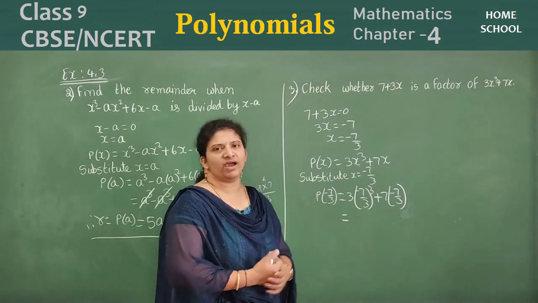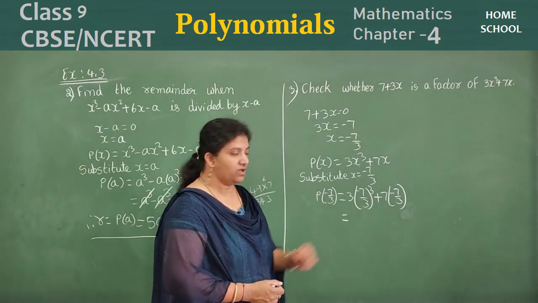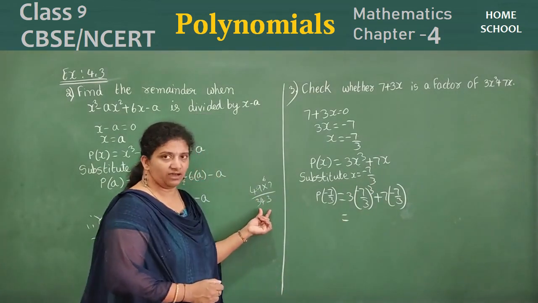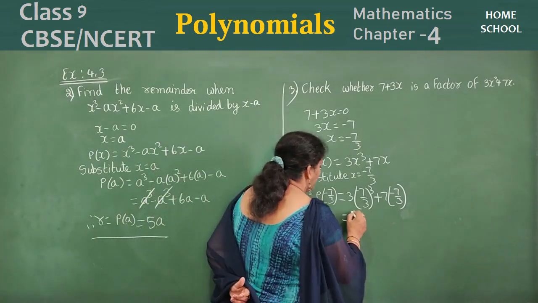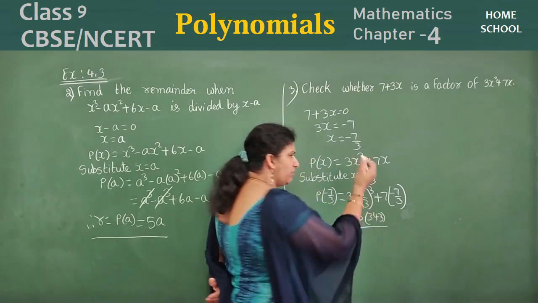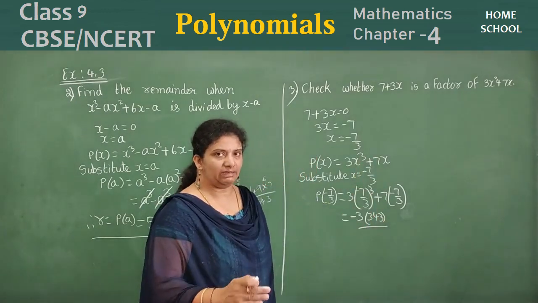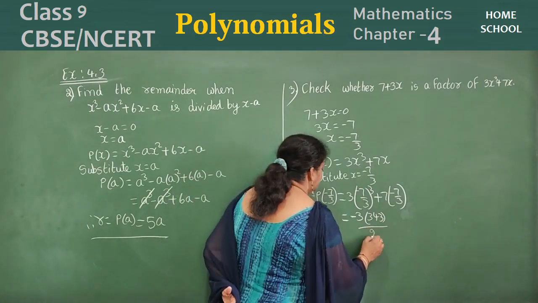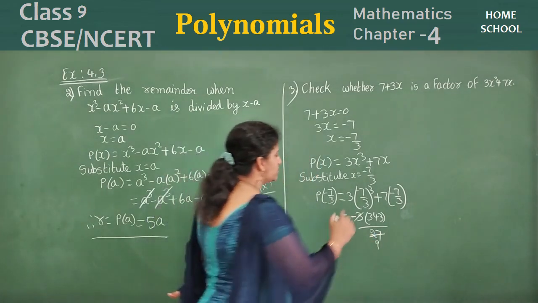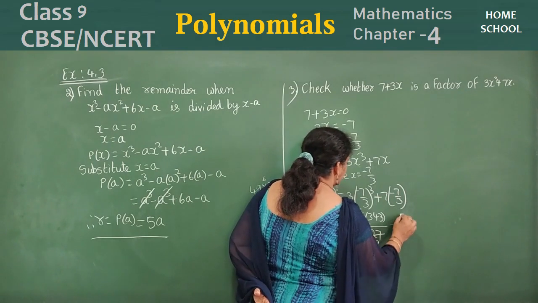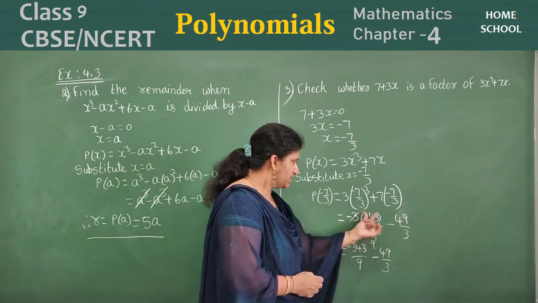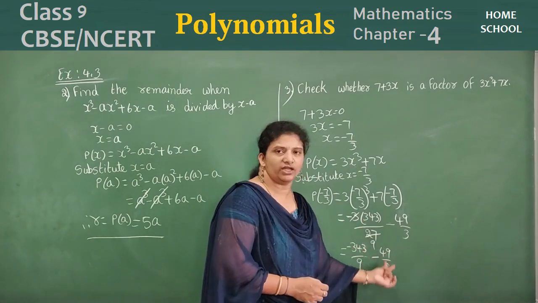Minus 7 whole cube. Minus, if you multiply 3 times, it will be minus. What is 7 cube? 7 sevens are 49, 49 sevens are 343. Look here, minus 3 into 343 by 3 multiplied 3 times. 3 3s are 9, 9 3s are 27. So now next plus and minus. Minus 7 sevens are 49 by 3. Now this will be minus 343 by 9 minus 49 by 3.